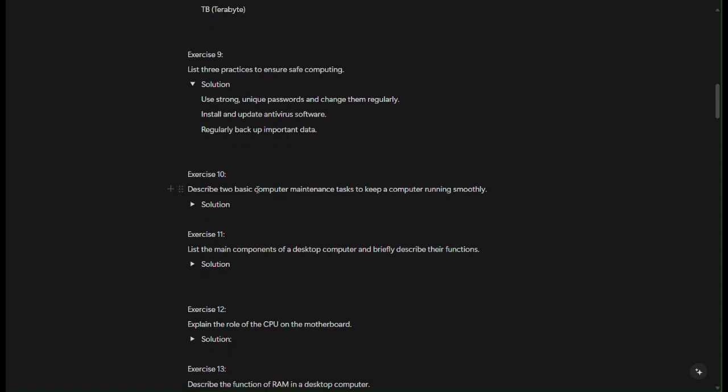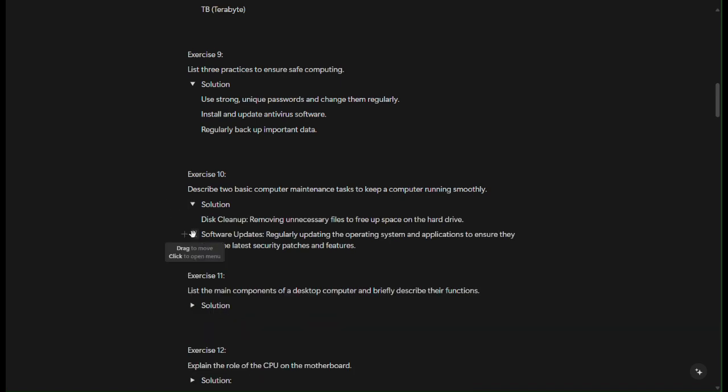Number 10, describe 2 basic computer maintenance tasks to keep a computer running smoothly. We have the disk cleanup. It's removing unnecessary files to free up space on the hard drive. And second, the software updates, regularly updating the operating system and applications to ensure they have the latest security patches and features. These are the 2 basic computer maintenance tasks to keep the computer running smoothly.